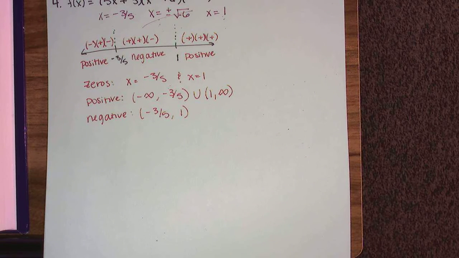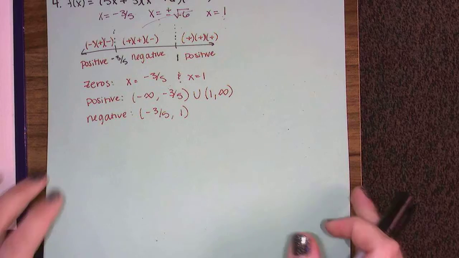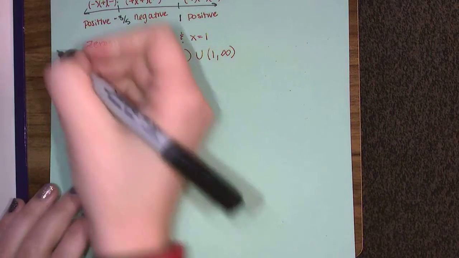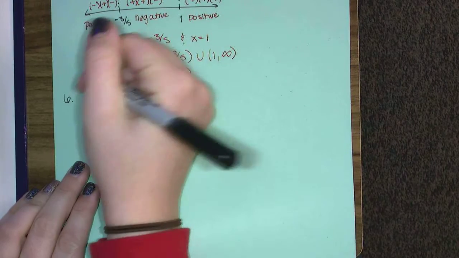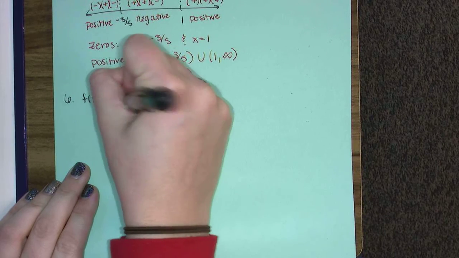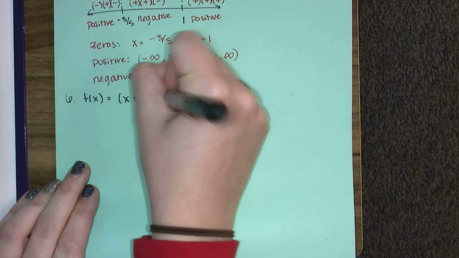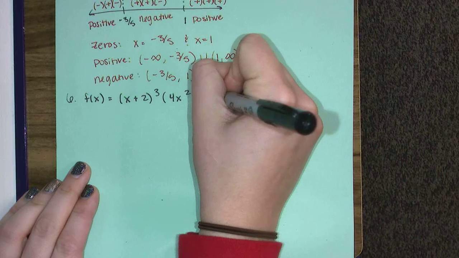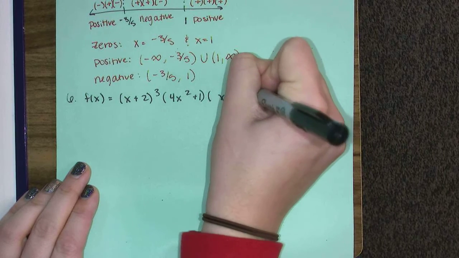Let's look at 6 just because it's kind of interesting. f(x) is equal to (x + 2)^3 (4x^2 + 1)(x - 9)^4.